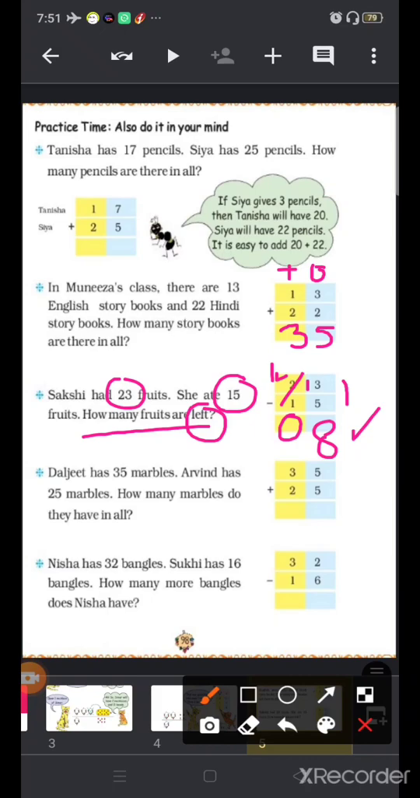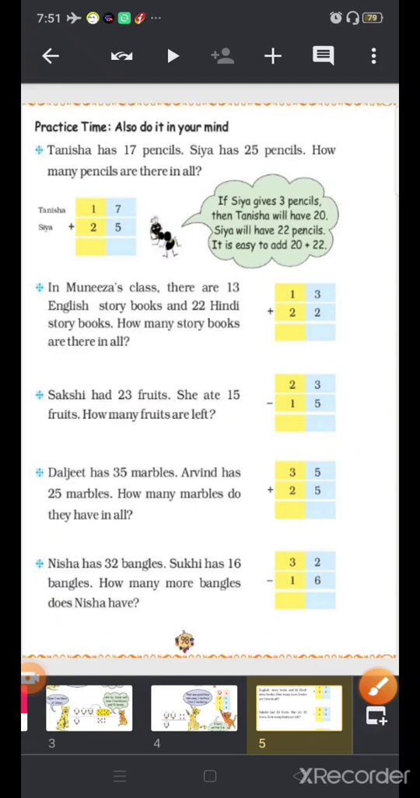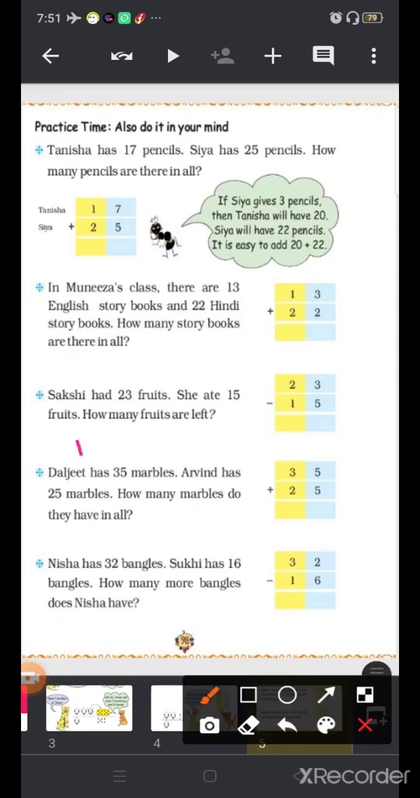Now these two questions you will do yourself. This is your homework. Okay? So you will do these questions yourself. This is your homework.